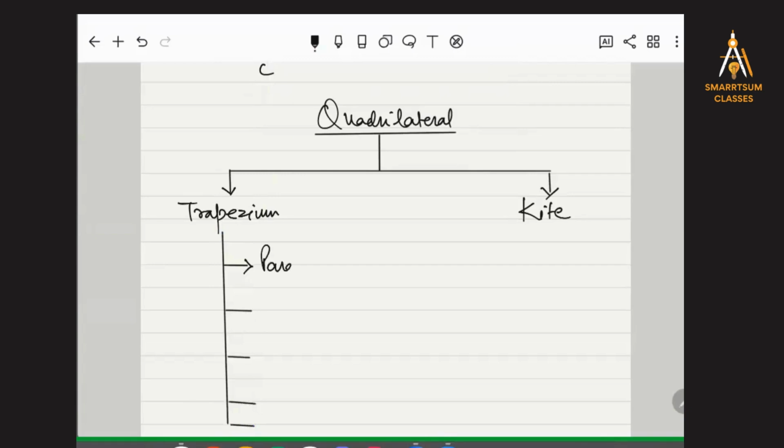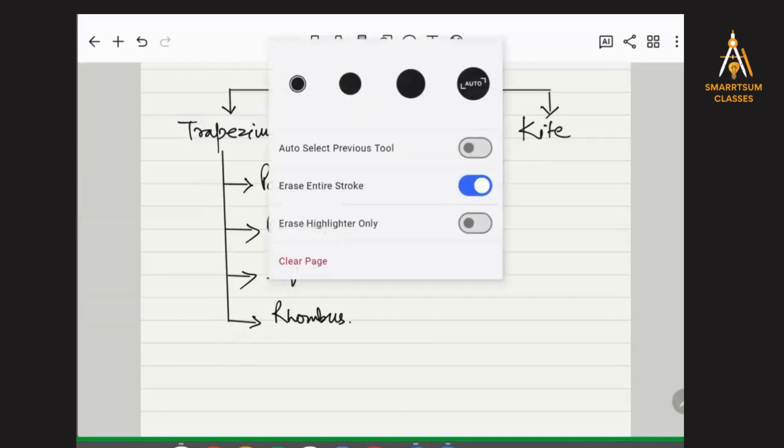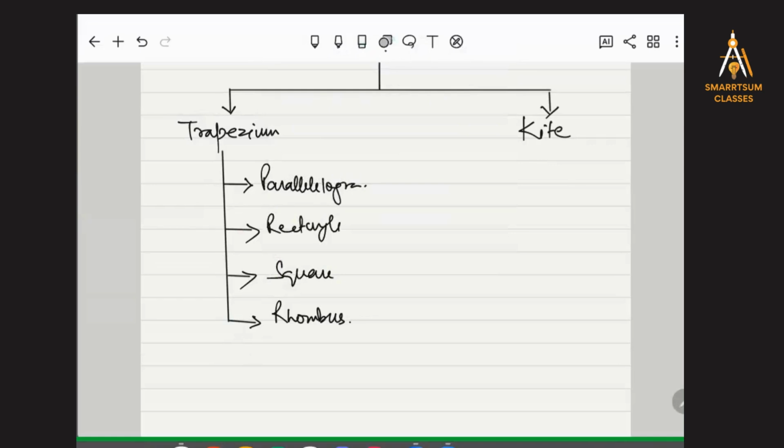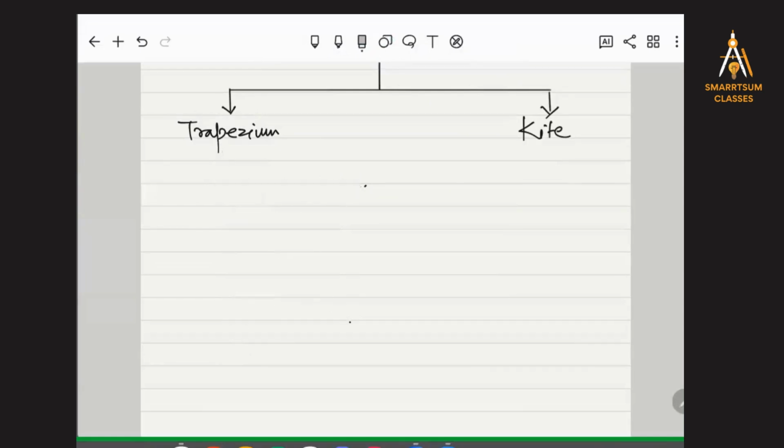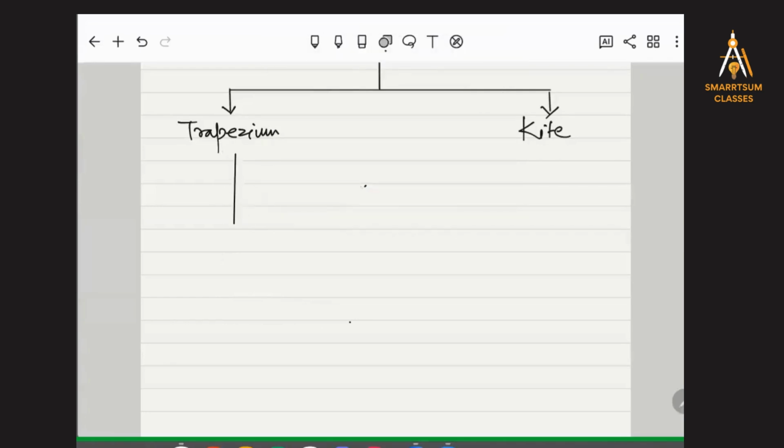Right? Parallelogram, rectangle, square, rhombus, right? These are all trapeziums. Is that clear? And you already know that these are part of parallelogram also, right? So we have this category, right? Or you can say it in the other way, you can write down like this. Please write down these things.